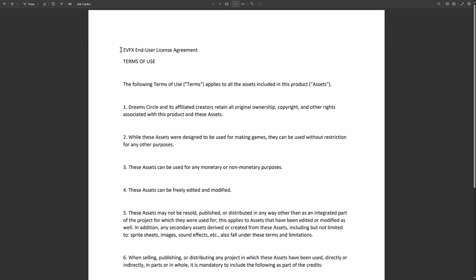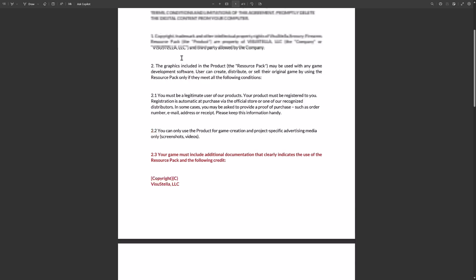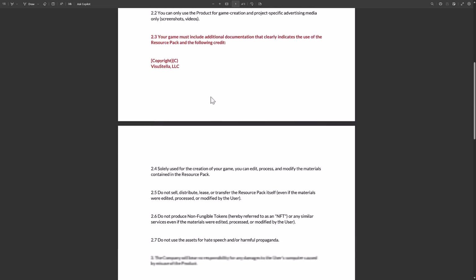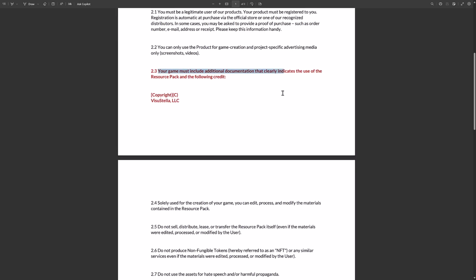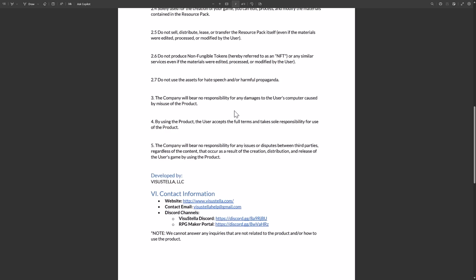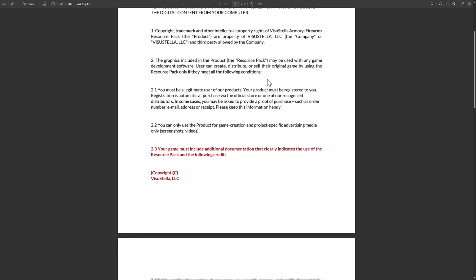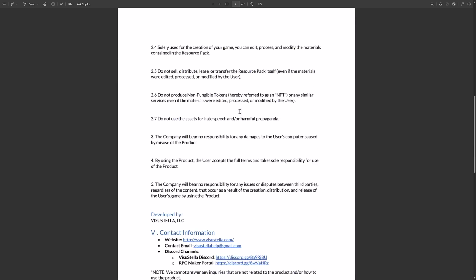Now, the Visual Stella and Dream Circle stuff are under their own license. The Dream Circle stuff, the EVFX license, it's fine. It's totally normal. The Visual Stella license is completely fine otherwise, but it has this requirement to give attribution, in your credits or documentation or whatever, that you use their assets. I don't know why this is there. It's really stupid. I would remove that. It's not going to be a big deal for most people, but that is the license for the Visual Stella specific stuff. So that's the only one you're going to want to be aware of.